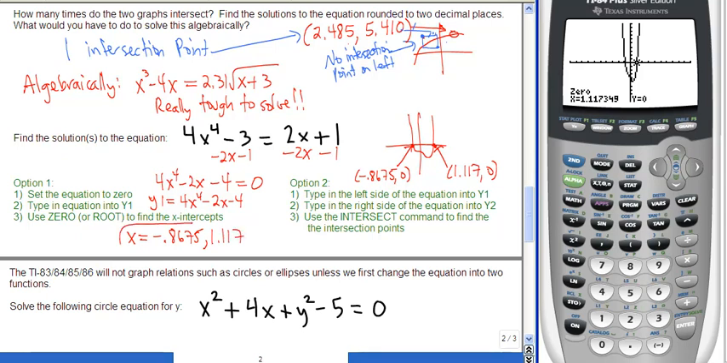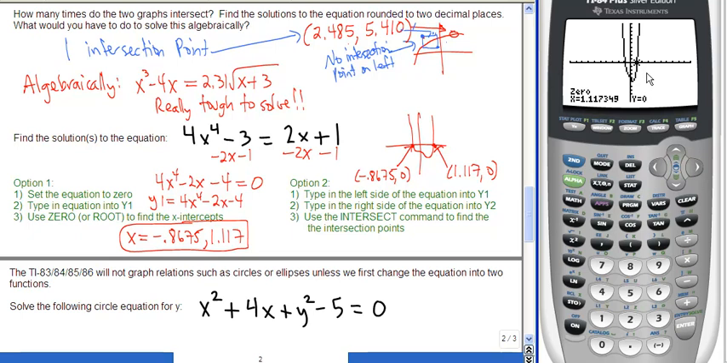So here are my two x-intercepts. So option number 1 here is, instead of solving this equation by using an intersect command, now we're setting it equal to 0 first and using the 0 command on your calculator.